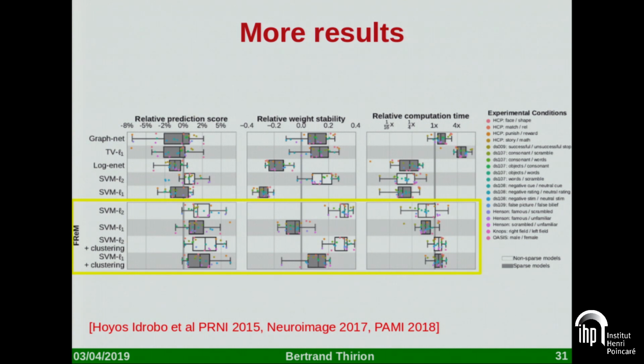In terms of computation cost, we are, of course, a bit more expensive than the initial estimators because we had to do that several times in the bagging experiment. But we're still less expensive than complex convex estimators that enforce spatial regularization, like minimizing total variation of the weight maps, for instance. So it's a good compromise between accuracy, stability of the results, and computation time.